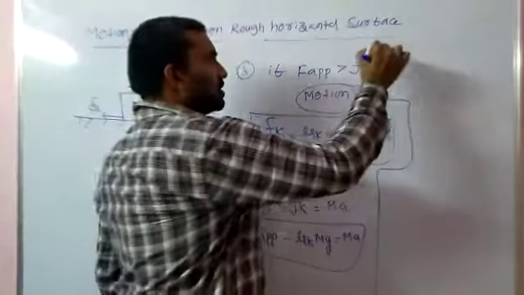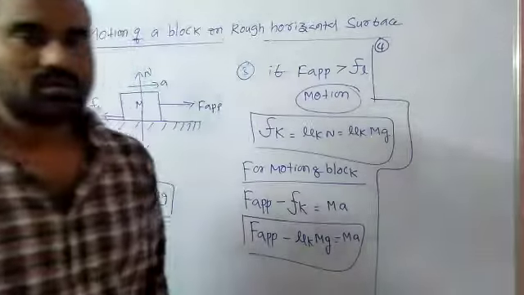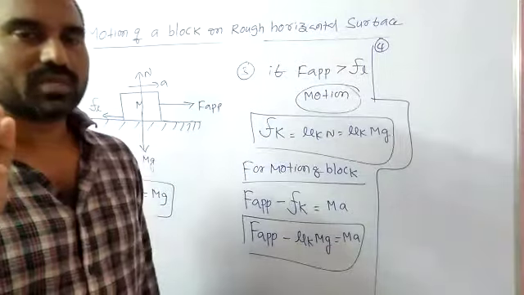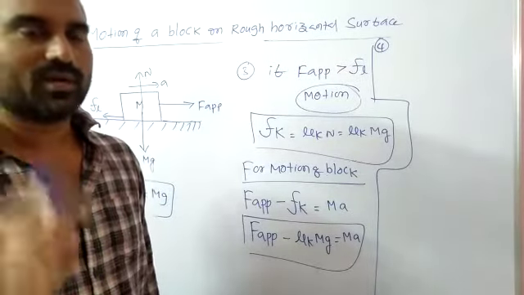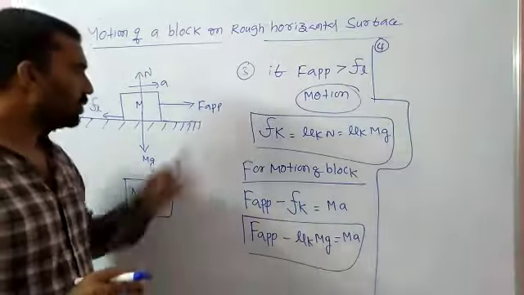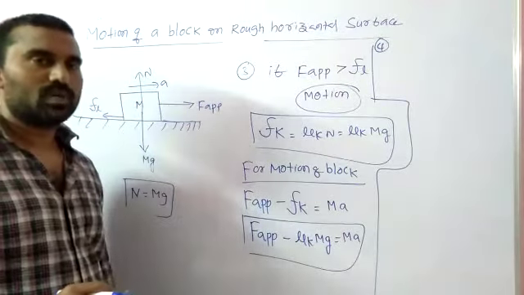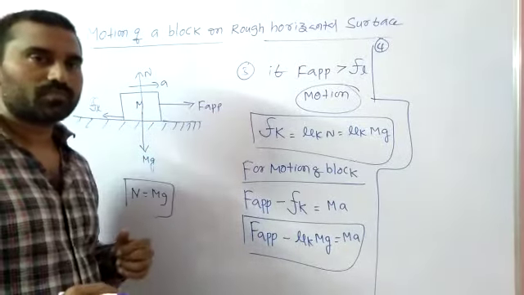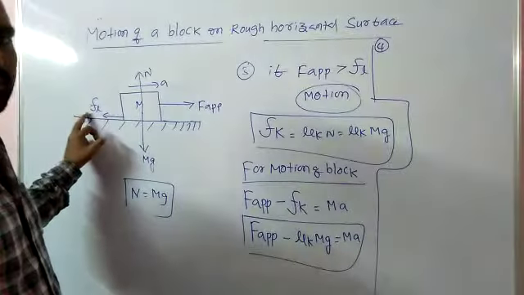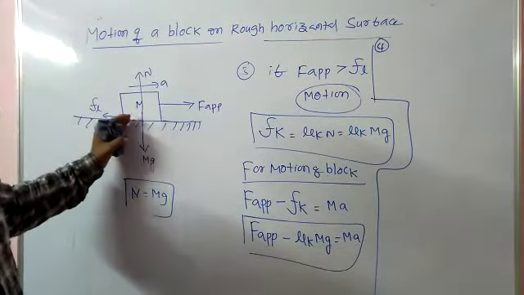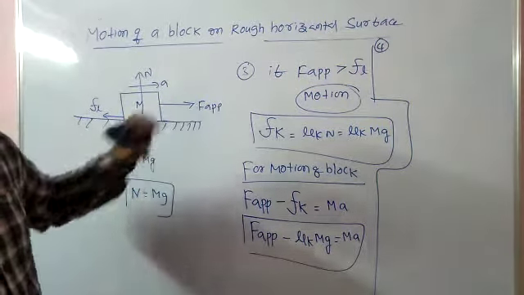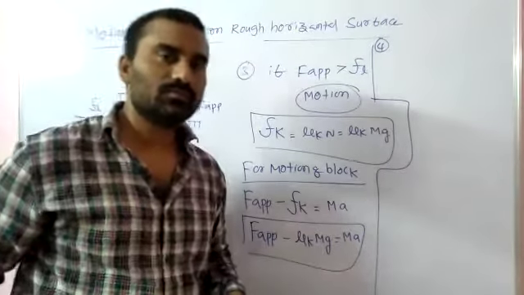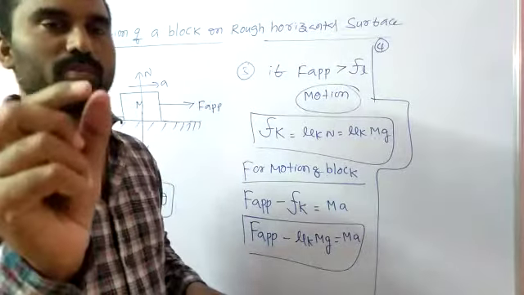The next, case 4. Listen, the minimum force needed to move the block is applied. What is the meaning of that? To move the block, what is the minimum force? That force should be equal to limiting friction. If the block's motion is to start, what is the minimum force? That force should be equal to limiting friction.